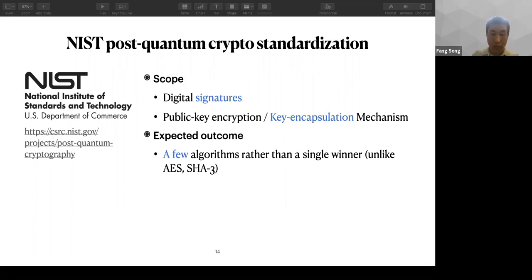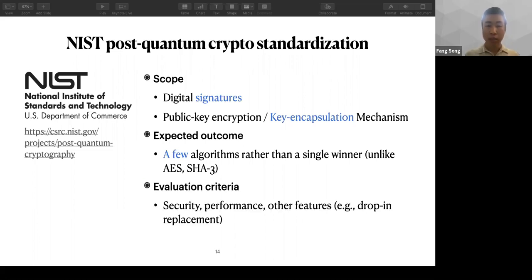And this time, they're not looking for a single winner. So it's unlike the previous efforts, for example, for the standards for hash functions, the SHA family. This time they're looking for a few candidates, not just one. Okay, and then they will be looking at security and efficiency, and also possibly some other application-specific features.